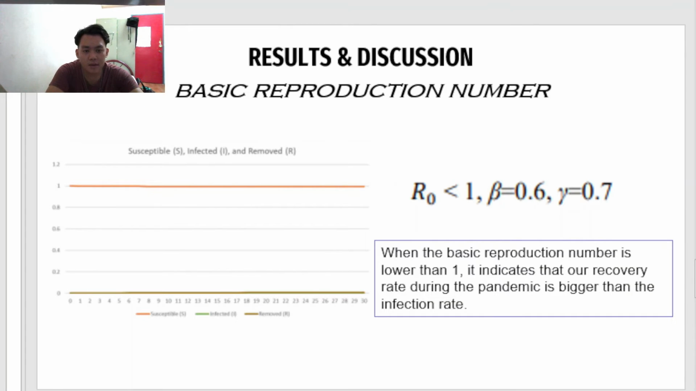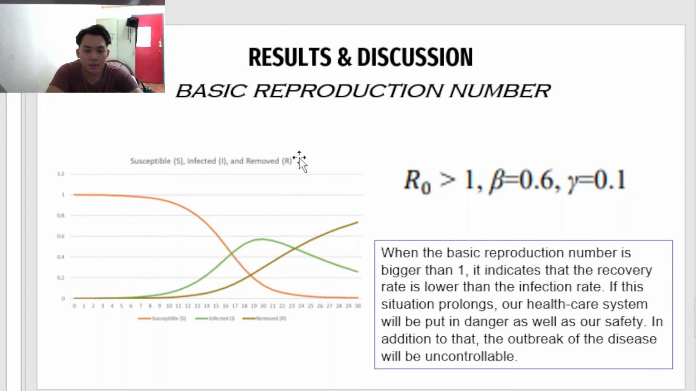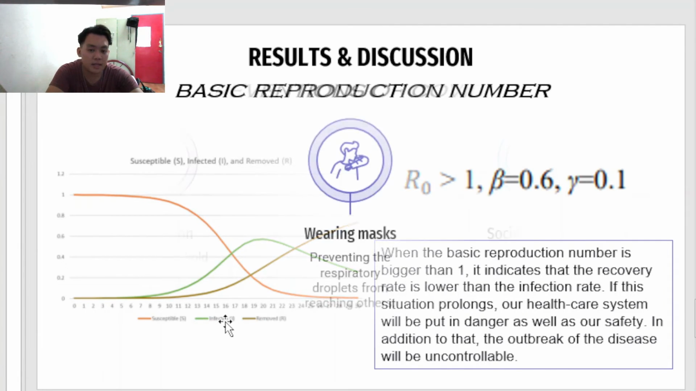So what will it look like when R naught is bigger than 1? Basically, this is our situation right now. It indicates the recovery rate is lower than the infection rate. If this situation prolongs, our healthcare system will be put in danger, as well as our safety. In addition to that, the outbreak of the disease will be uncontrollable in the next days.